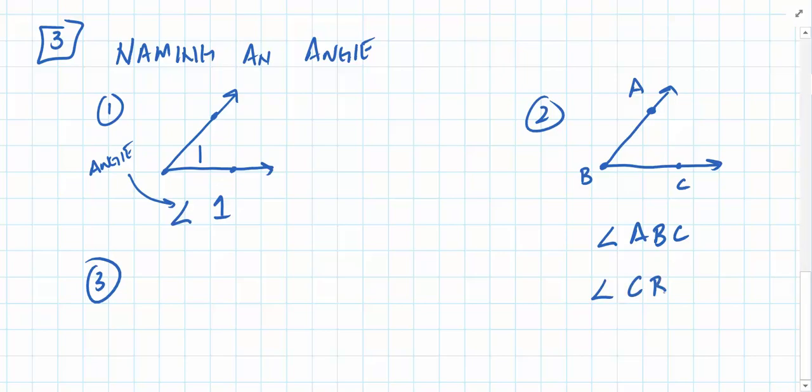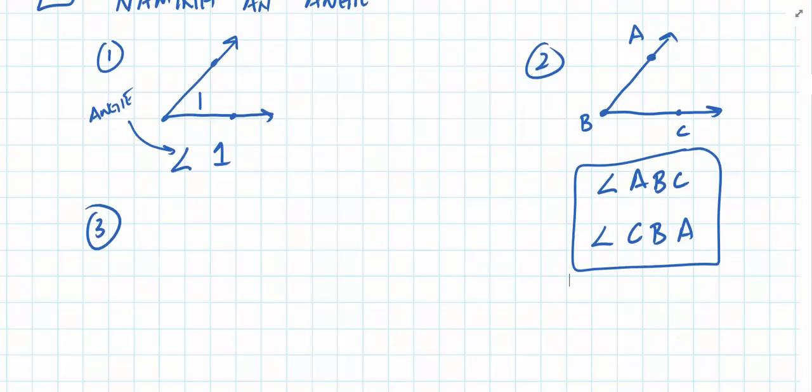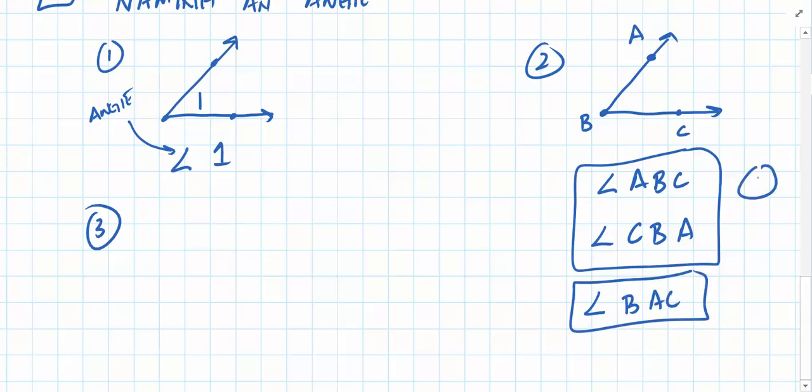CBA. So both of these are good. What is the one that's not good? BAC. Okay, so this one is not good. So these, good, happy face. This, bad, no good. Was there another way I couldn't do it? CAB. That would also work.